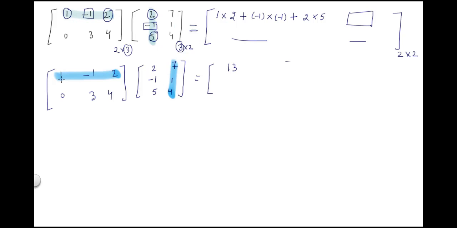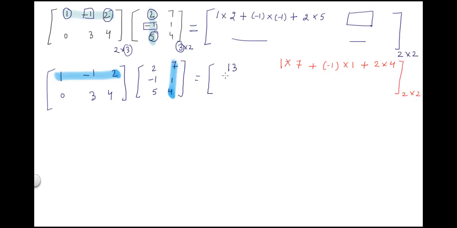So we are going to multiply 1 with 7. We'll write 1 cross 7 plus. After multiplying, we always put a plus sign. Then minus 1 multiplied with 1, plus 2 multiplied with 4. So this way we are going to get our element number 2, which is A12.